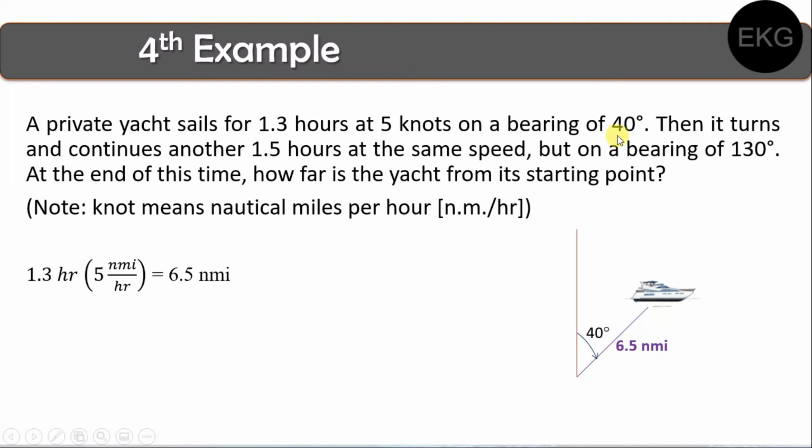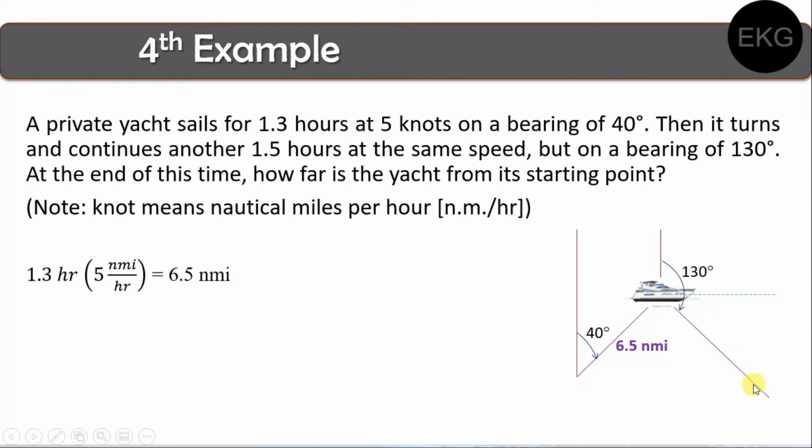Now, after reaching that point, it turns, lumiko, and continues another 1.5 hours at the same speed. So, at the same speed na 5 knots. Pero yung bearing is already 130 degrees. Again, gawa tayo ng north line dito. And then this direction, measure tayo ng 130 degrees from north line. Mapapansin nyo dito, naglagay tayo ng linya dito since this line, perpendicular, this is 90 degrees. Since 130 degrees yung bearing natin, lalagpas siya ng 130 minus 90, lalagpas siya ng 40 degrees.